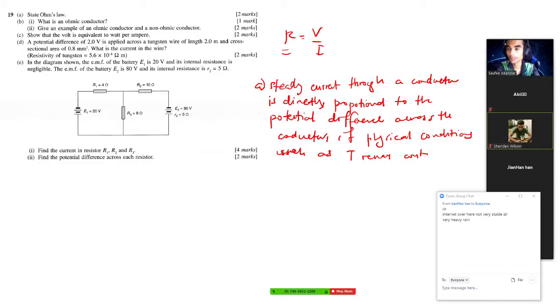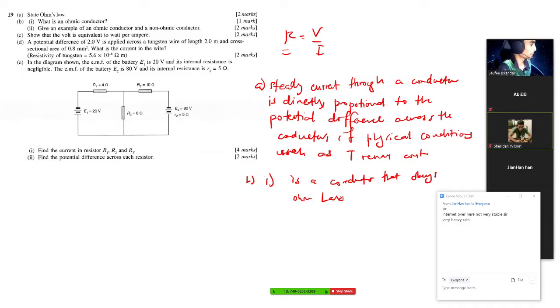B1: what is an ohmic conductor? An ohmic conductor is a conductor that obeys Ohm's law. Any conductor that obeys Ohm's law, this is what we call an ohmic conductor. A semiconductor is not ohmic. A superconductor also is not ohmic. There are some other conductors that are also not ohmic.